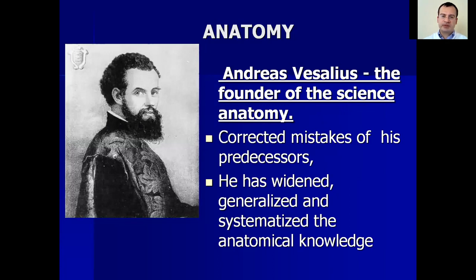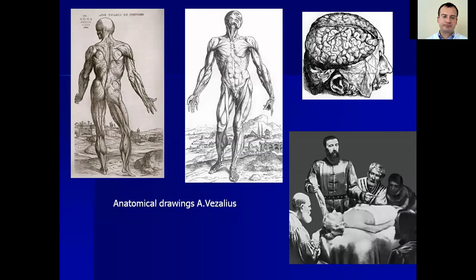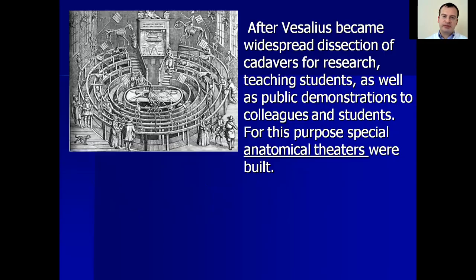So, anatomy. Andreas Vesalius, the founder of the science of anatomy. He corrected the mistakes of his predecessors. He widened, generalized, and systematized the anatomical knowledge. After Vesalius, dissection of cadavers became widespread for research, teaching students, as well as public demonstration to colleagues. For this purpose, he used special anatomic theaters.